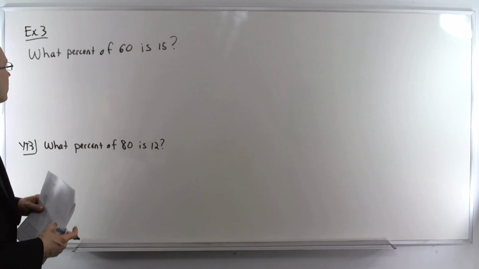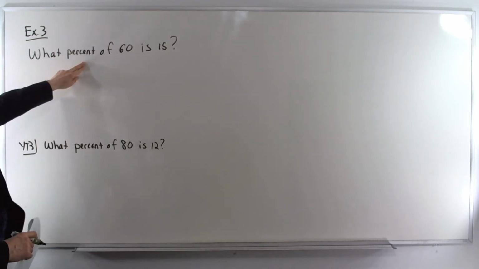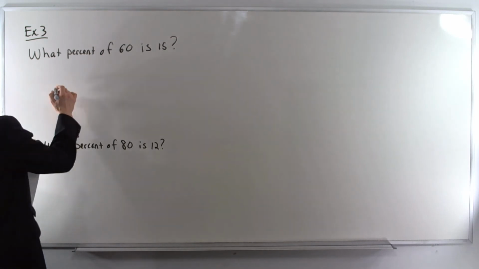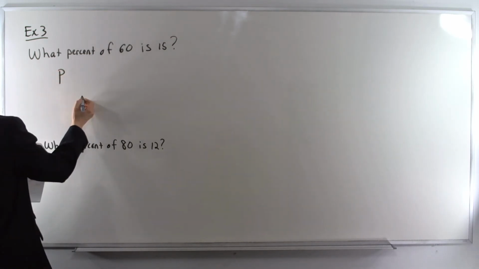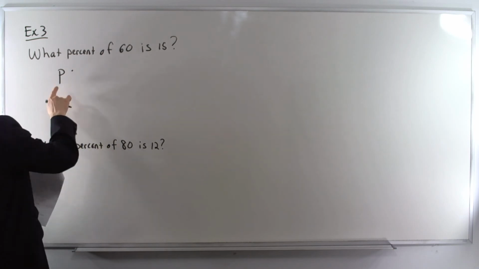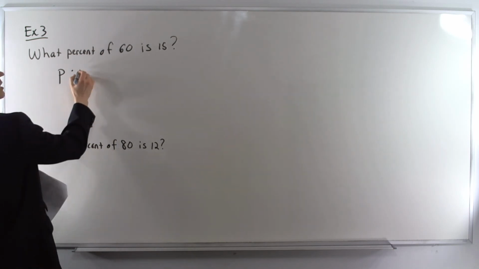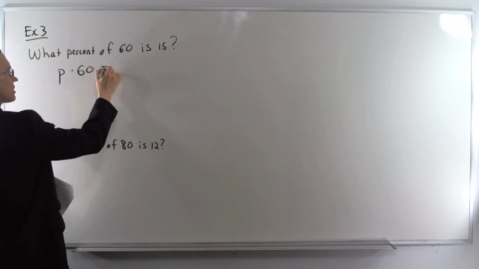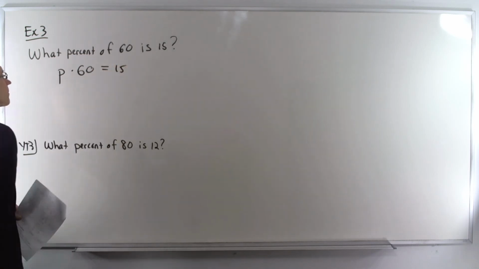Next up, now we're going to find a missing percent. What percent of 60 is 15? So what percent of, it's multiplication. I usually use P for percent. So P times 60 is the equal sign, and 15 comes down.